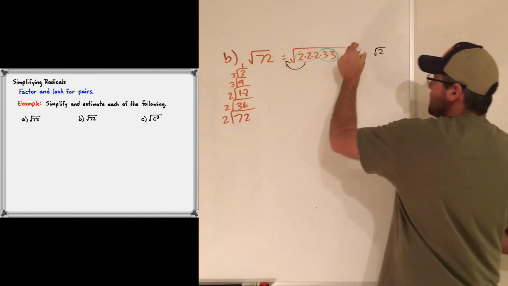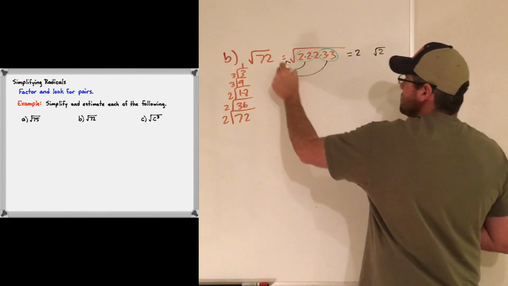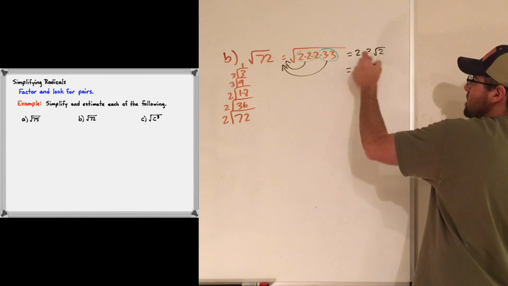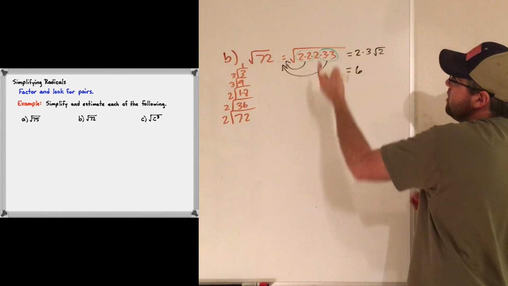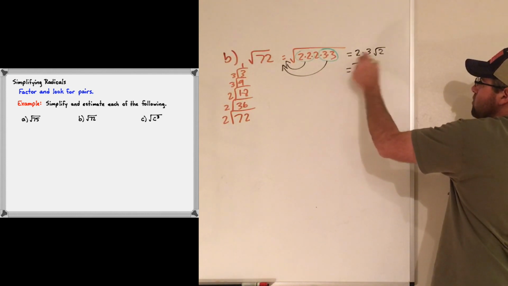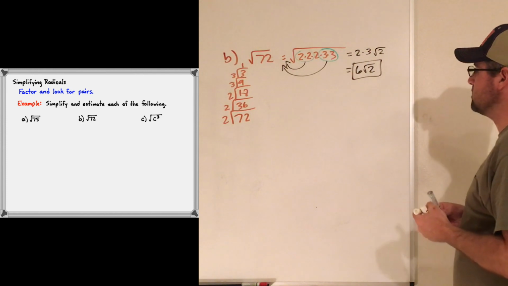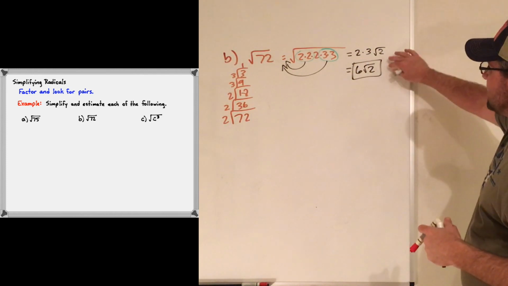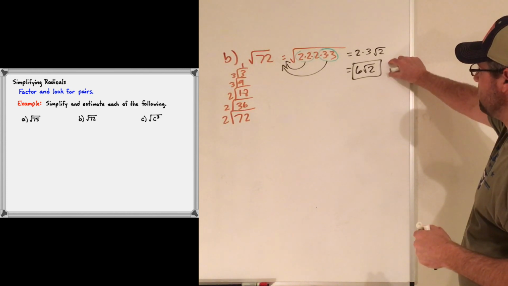One of these 2's is going to escape. And one of those 3's is going to escape. And so this simplifies to 2 times 3 is 6. Why are we multiplying? Well, because we were multiplying here inside. So our answer is going to be 6 radical 2. We can also say negative 6 radical 2. All right. Now that is the simplified form.